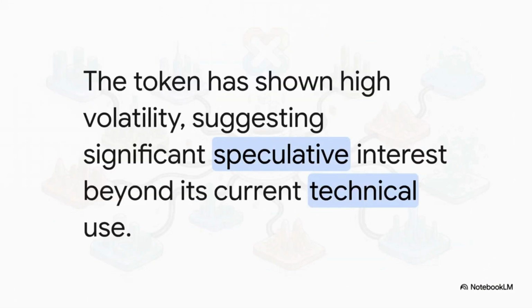But, and this is a really important distinction, we need to separate the token's purpose from what's been happening in the market. The token has been highly volatile. This suggests that right now, a lot of the price movement is being driven by speculation on its future potential, rather than its current actual use inside the network. It's a classic case of hype maybe getting a little ahead of adoption.